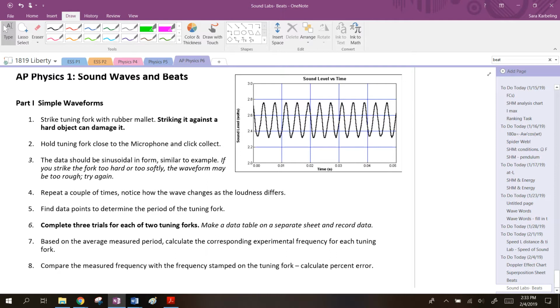So, guys, you're going to strike the tuning fork with the mallet. You're going to hold the tuning fork close to the microphone.